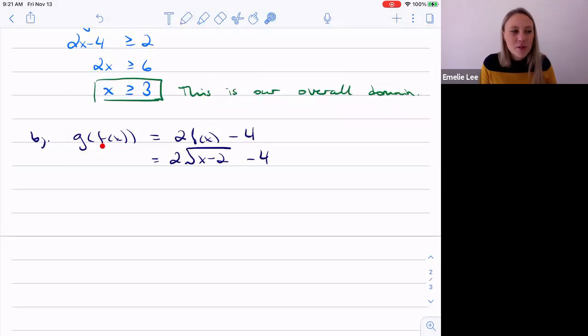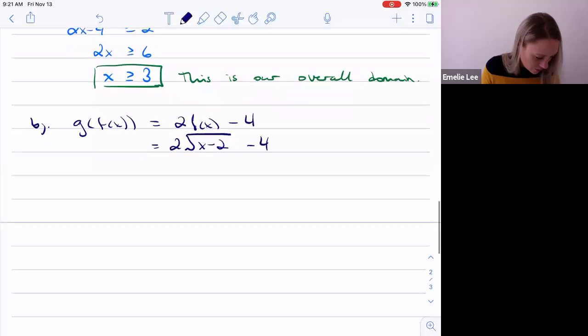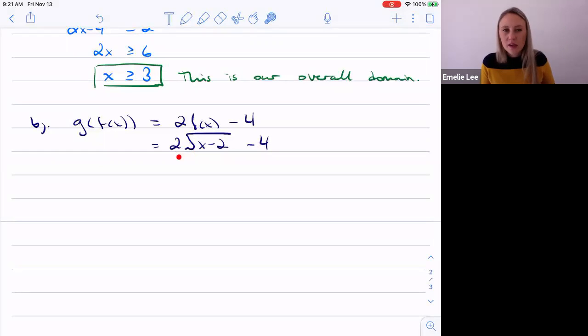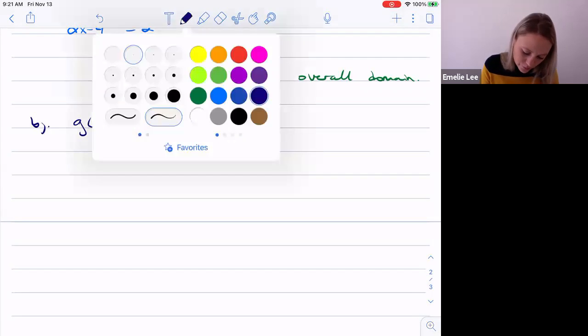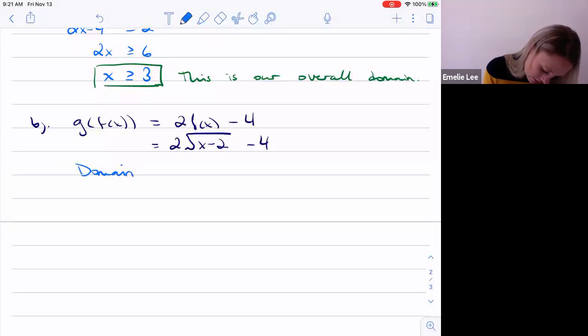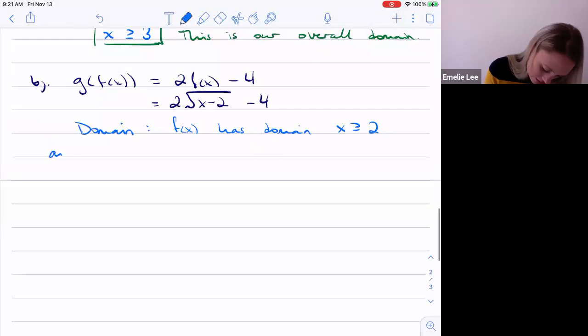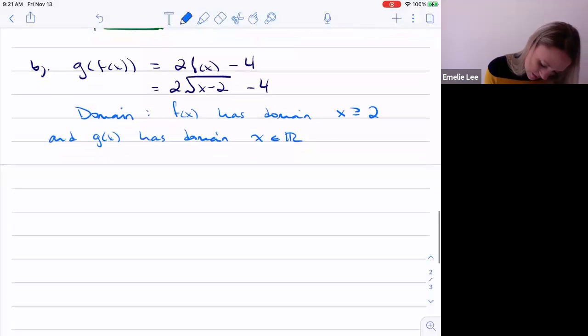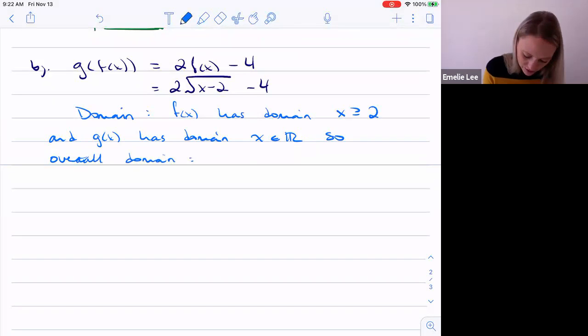Here, I have restrictions on f of x, right? x has to be greater than or equal to 2, but no restrictions on g, so I'm allowed to put in anything that I want. There's nothing I can do to simplify this, so I'm just going to leave it. f of x has domain x greater than or equal to 2, and g of x has domain x in the set of real numbers. So overall, the domain is the overlap of these, so x has to be greater than or equal to 2.